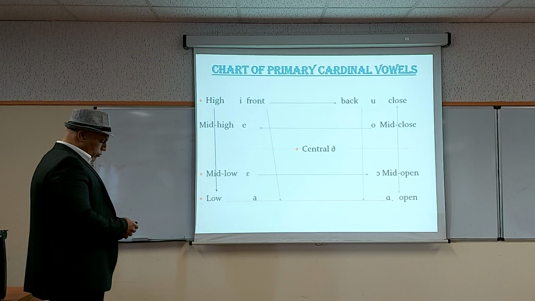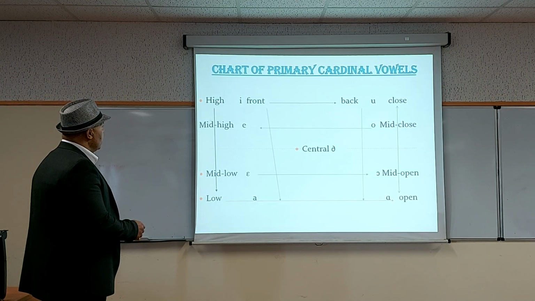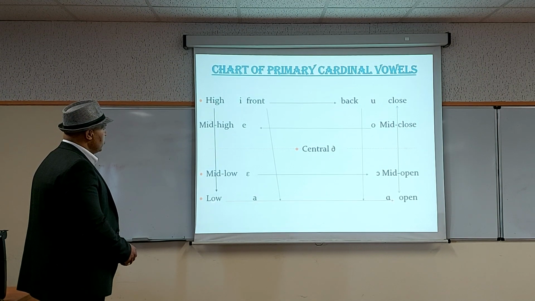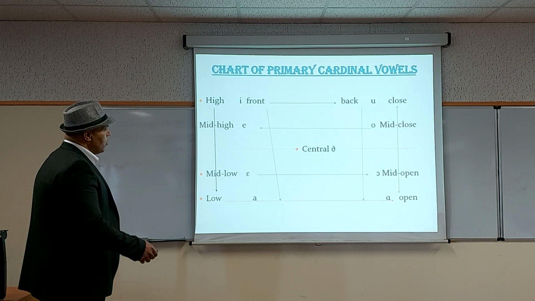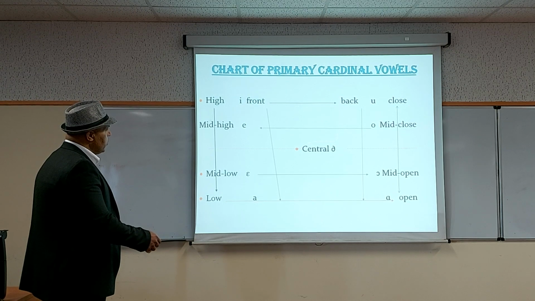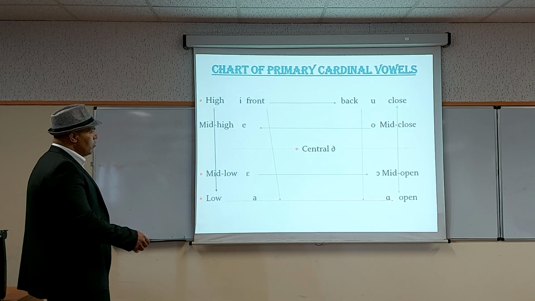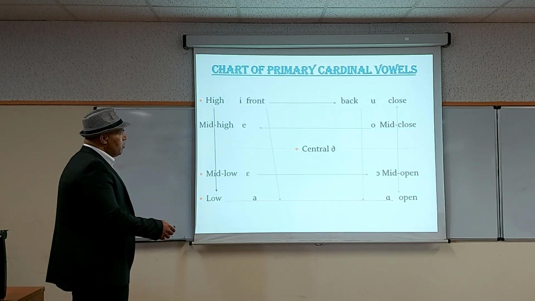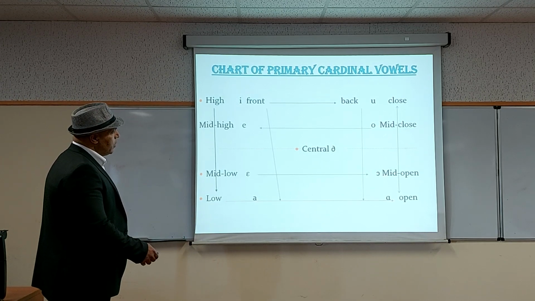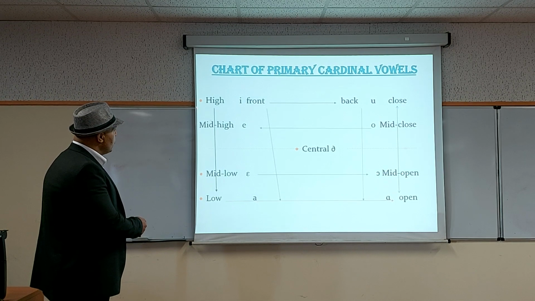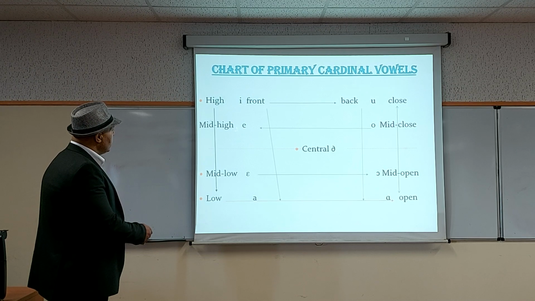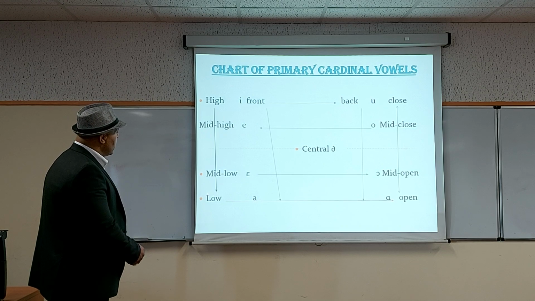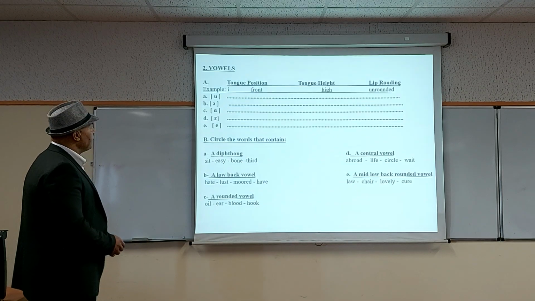So the chart here is of primary cardinal vowels. We find here from high to low, which means from close, where the mouth is closed, to open. And then we have from front to back. And in the middle here, we find the central vowel, which is the schwa. Between the close and open, we have mid-close, like o, and mid-open, like o. The same thing for high: e is high, and e is mid-high, a is low-high, and a is low.